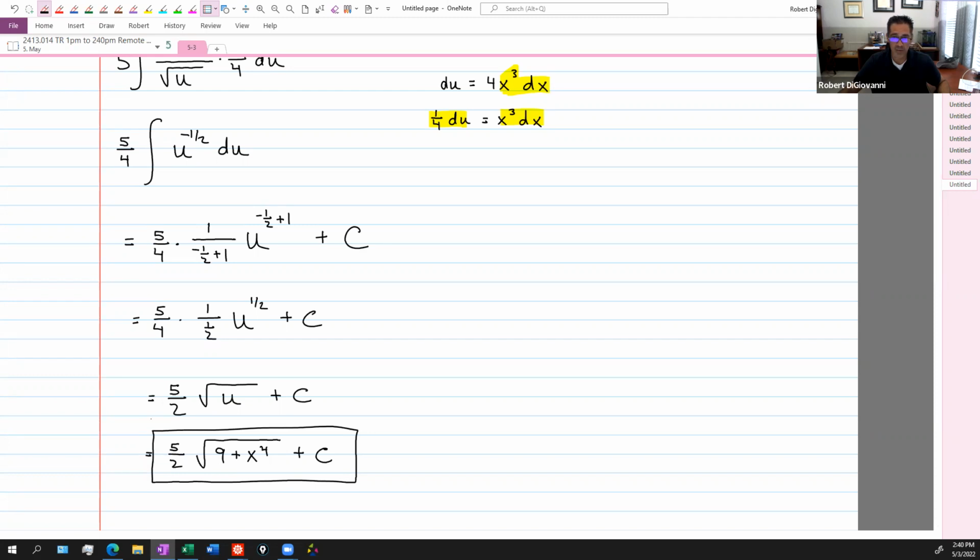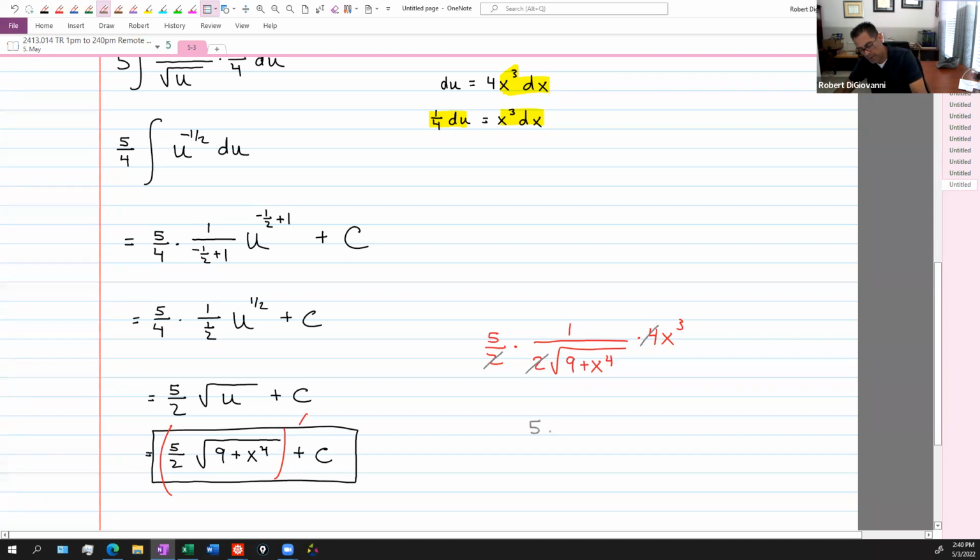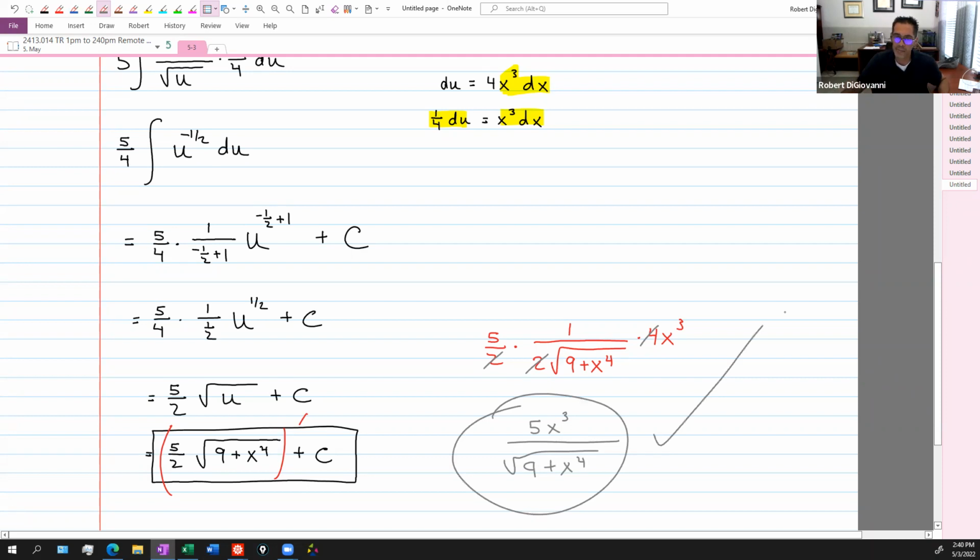You could check this, couldn't you? I know we're out of time, but let's check it. Let's take the derivative of that real quick. 5/2 comes for the ride. What is the derivative of the square root of something? 1 over 2 square root of that something, times the derivative of what was in the root, which is 4x cubed. Things should go away here. Gone, gone, gone. Yeah, 5x cubed on top, square root of 9 plus x to the 4th on the bottom. That's it. Okay, we're out of time.